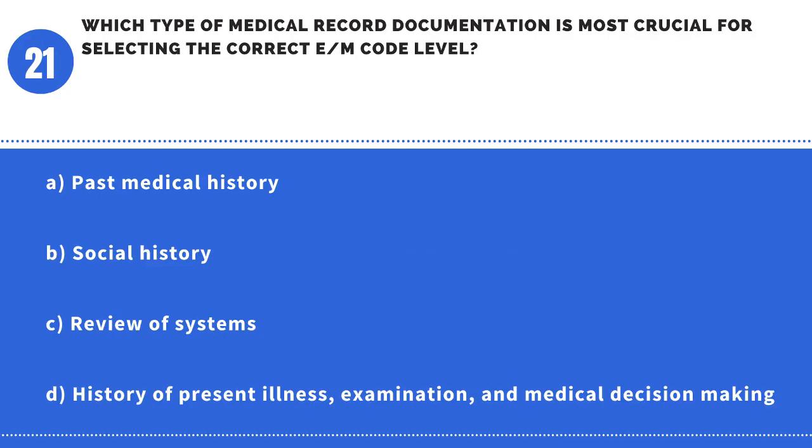Question 21. Which type of medical record documentation is most crucial for selecting the correct E/M code level? A. Past medical history. B. Social history. C. Review of systems. D. History of present illness, examination, and medical decision-making.